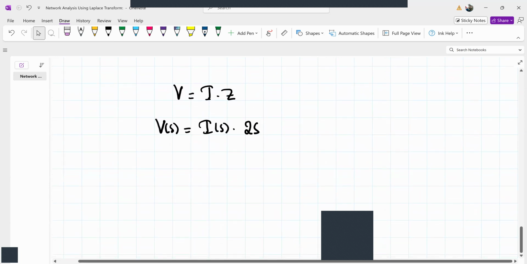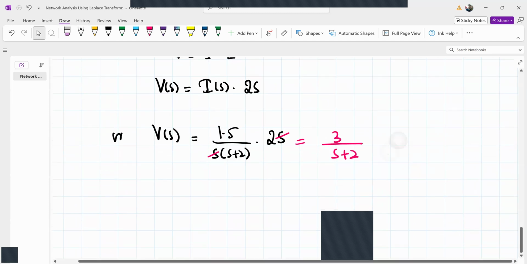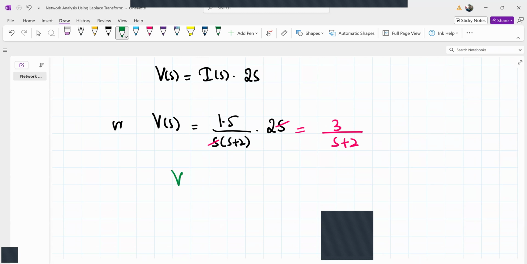So V of s will be equal to I of s, which is 1.5 divided by s into s plus 2, multiplied by 2s. Now s and s cancel, and 1.5 multiplied by 2 is 3, divided by s plus 2. So the voltage V of s is 3 divided by s plus 2.